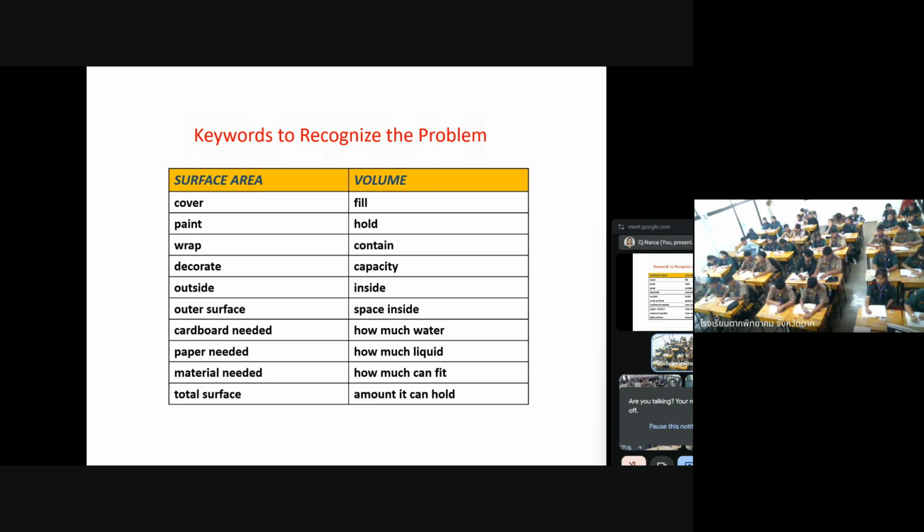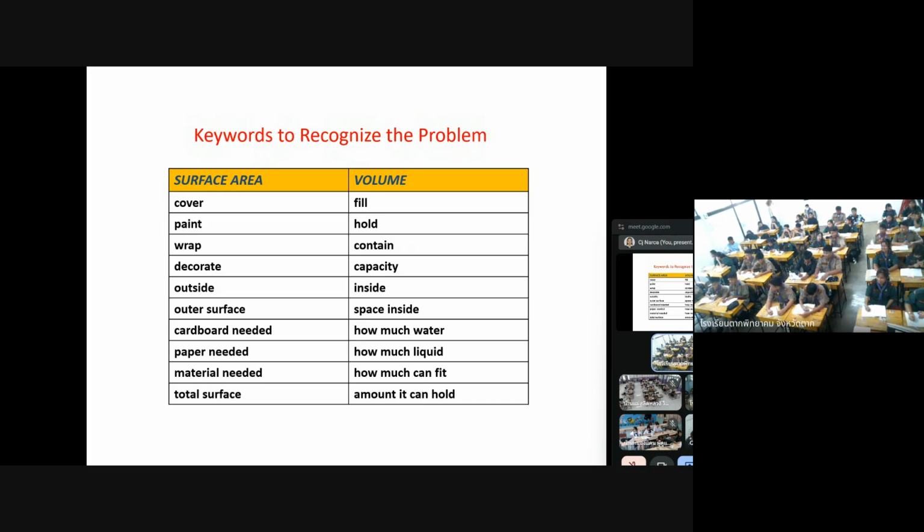Now, next is volume. In the volume, as you can see, we have fill. Fill inside. Next is hold. So when we say hold, how much water can this bottle hold? Okay, how much water? Hold. So that is also inside. And contain. Contain water. So this is water contain.